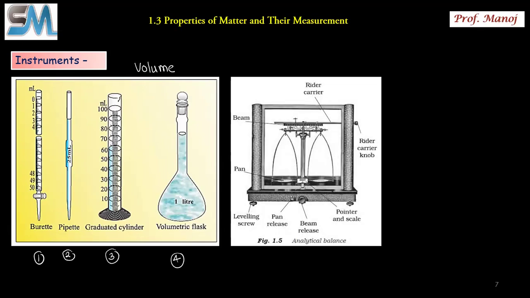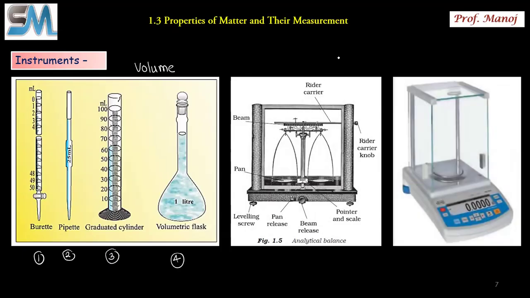Other instruments which we are going to use for mass measurement, and I have deliberately shown an old and a new one. This is an old instrument known as analytical balance. This is a comparatively modern instrument known as one pan balance. So on these two, we are going to measure the masses.